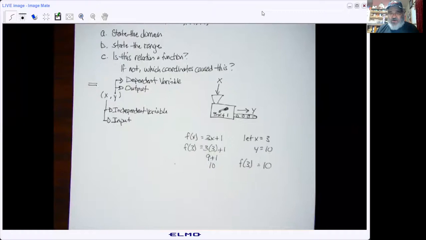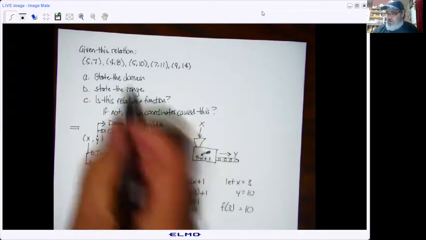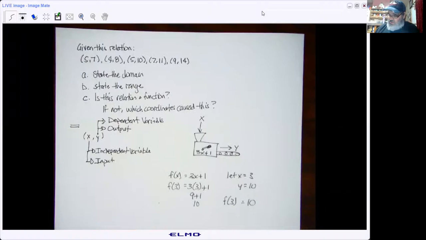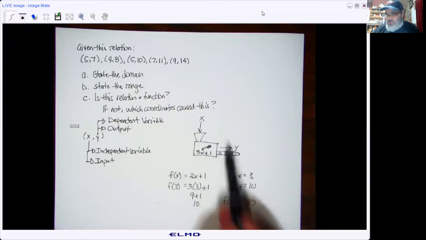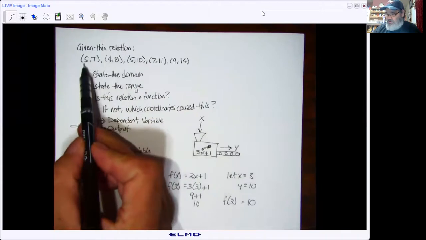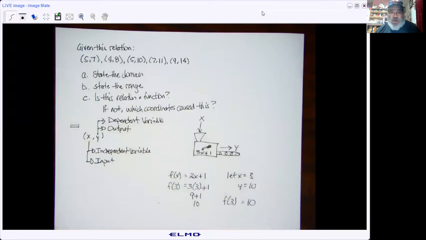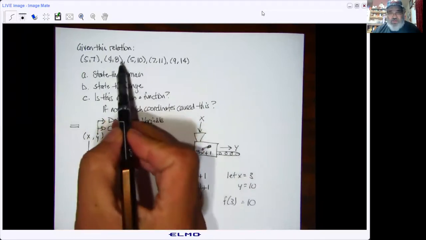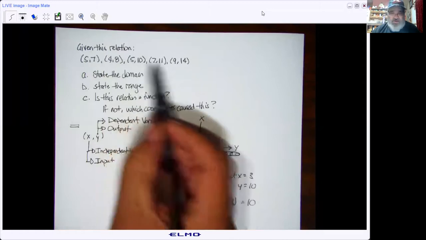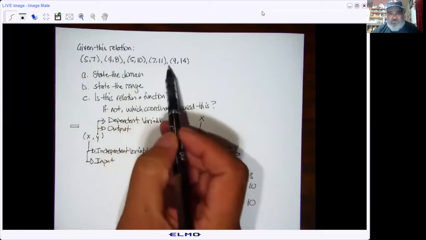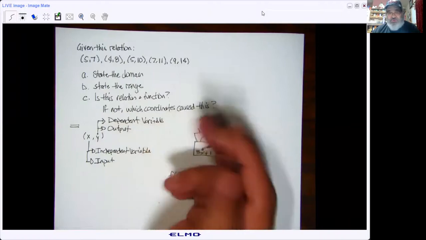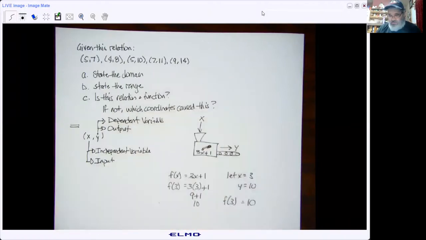Well, that's all fine and good, but what does it mean for what we're dealing with up here? So basically what's happening is actually much simpler than what's going on here. Basically what this tells us is if we put a 5 into the box, we're going to get out a 7. That's all we need to know. If we put in a 4, we get out an 8. If we put in a 5, we're going to get out a 10. We put in a 7, we'll get out an 11. Put in a 9, the output is 14.